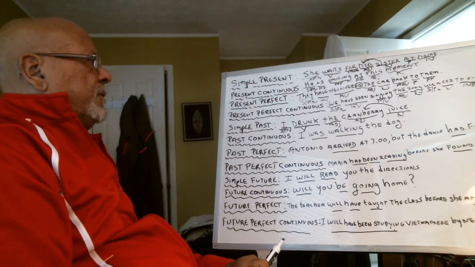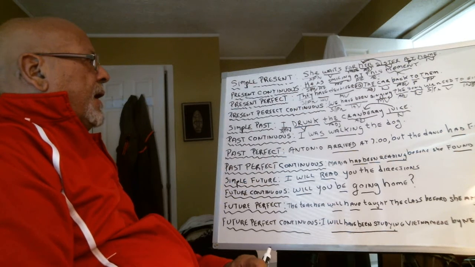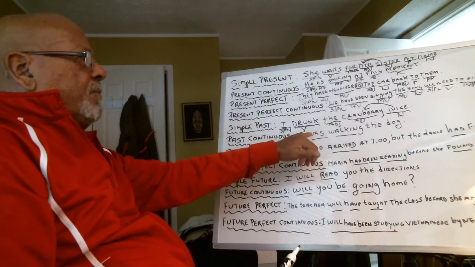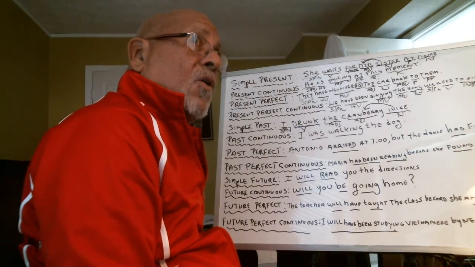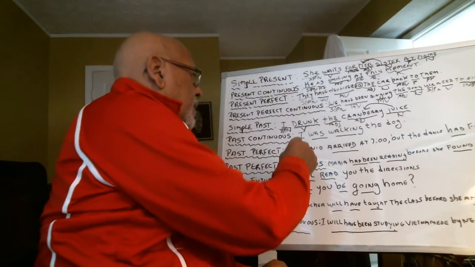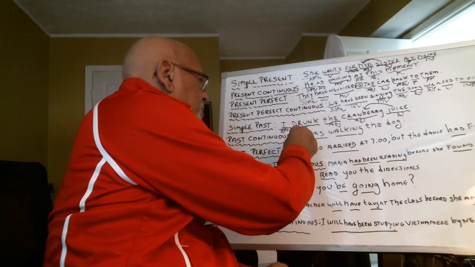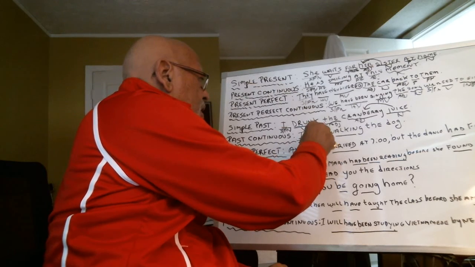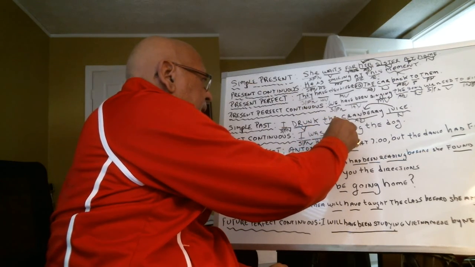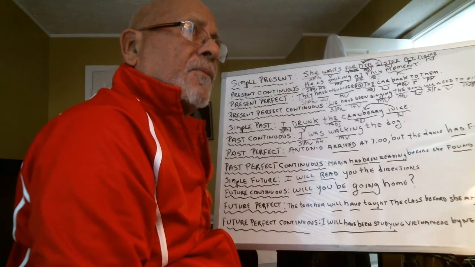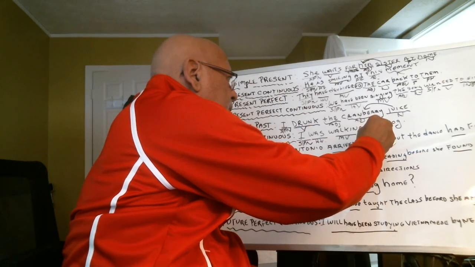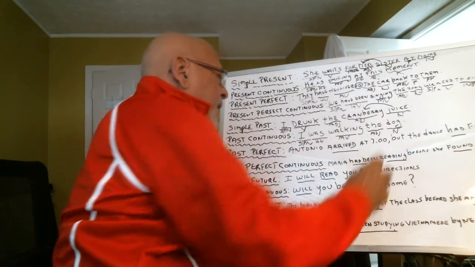Past continuous. I was walking the dog. Two helping verbs, was or were. I, subject pronoun. Was, helping verb. Walking, main verb. The, adjective. Dog, noun.